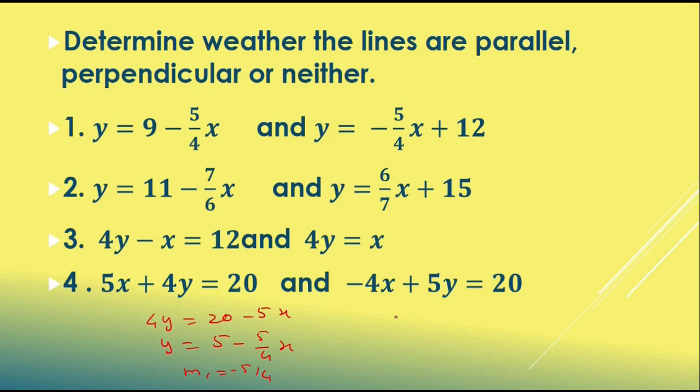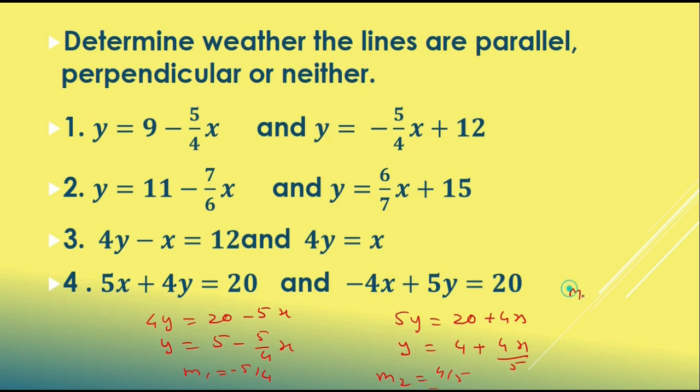For the second straight line, 5y is equal to 20 plus 4x. Add 4x on both sides, and now divide by 5 on both sides. Y is equal to 20 over 5, which is 4, plus 4 over 5 x. So what is the second slope? M2 is 4 over 5. M1 is minus 5 over 4.